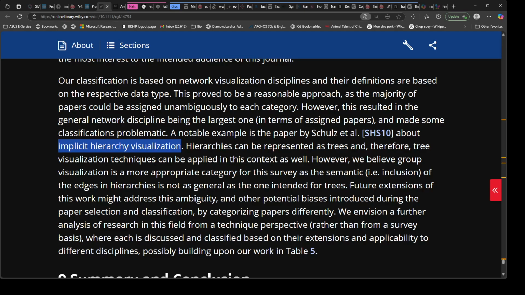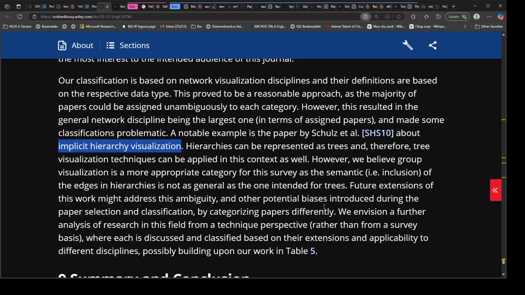Future extensions of this work might address this ambiguity and other potential biases introduced during the paper selection and classification by categorizing papers differently. We envision a further analysis of research in this field from a technique perspective, rather than from a survey basis, where each is discussed and classified based on their extensions and applicability to different disciplines, possibly building upon our work in Table 5.